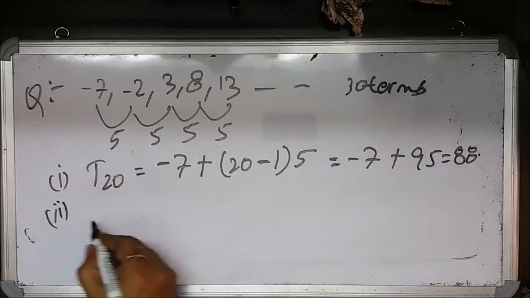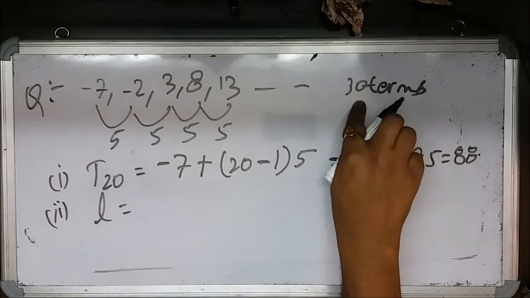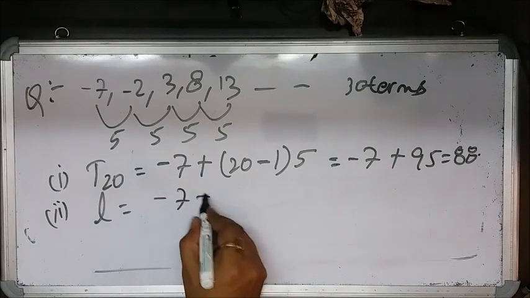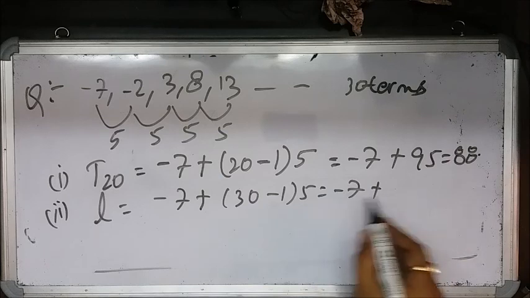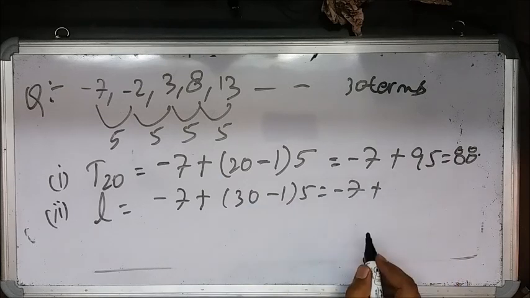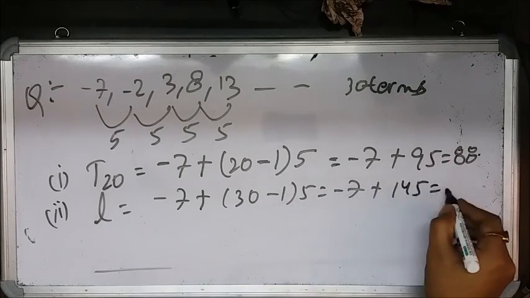Now the second question is to find out the last term. The last term will be the 30th term. So this is minus 7 plus 30 minus 1 into 5. Minus 7 plus 29 into 5. That will be 145. That will give you 138.